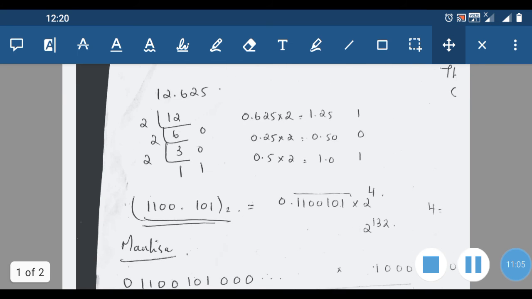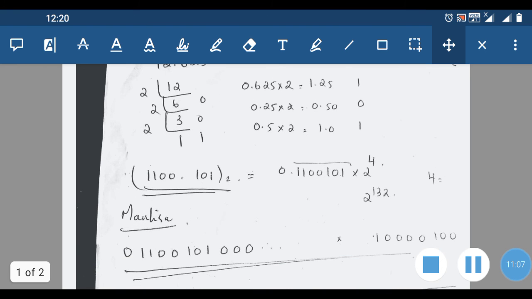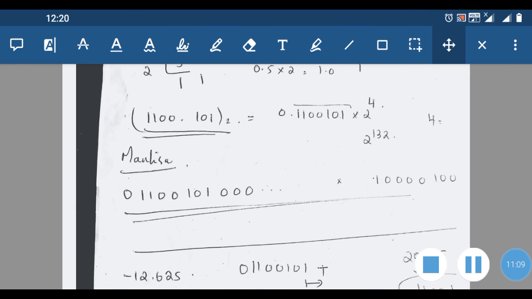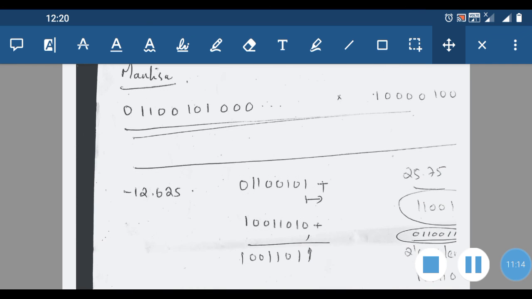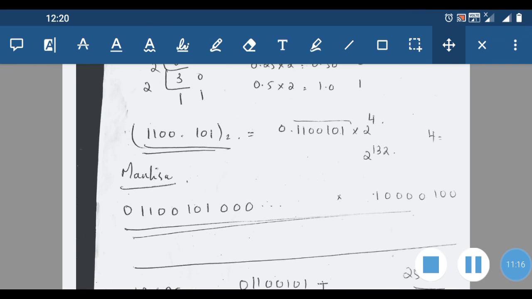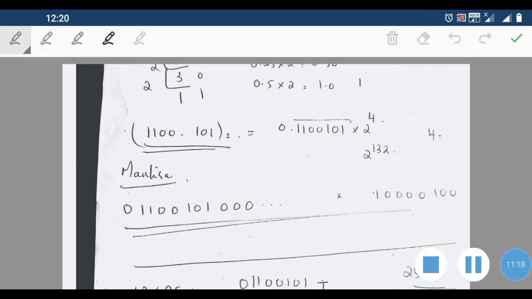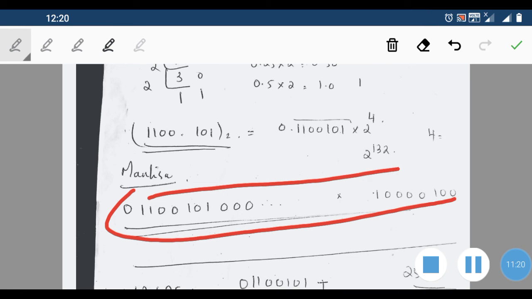Okay, you can see the problems here. Those who have not written can write like this. So this is the expression for plus 12.625.